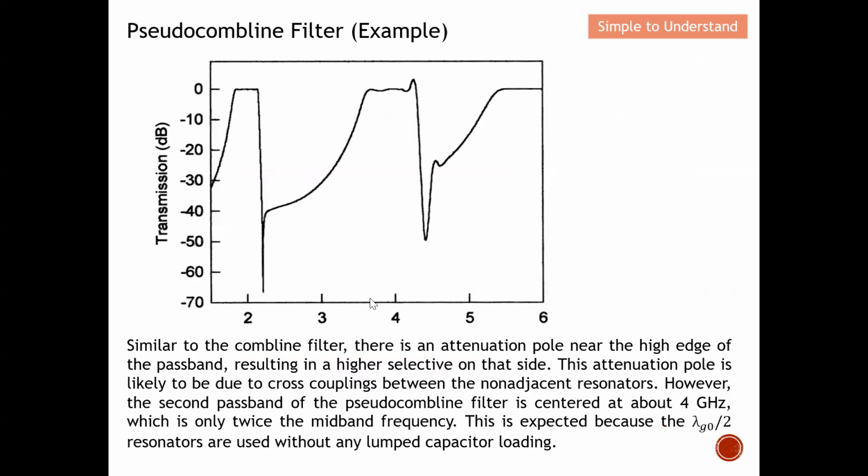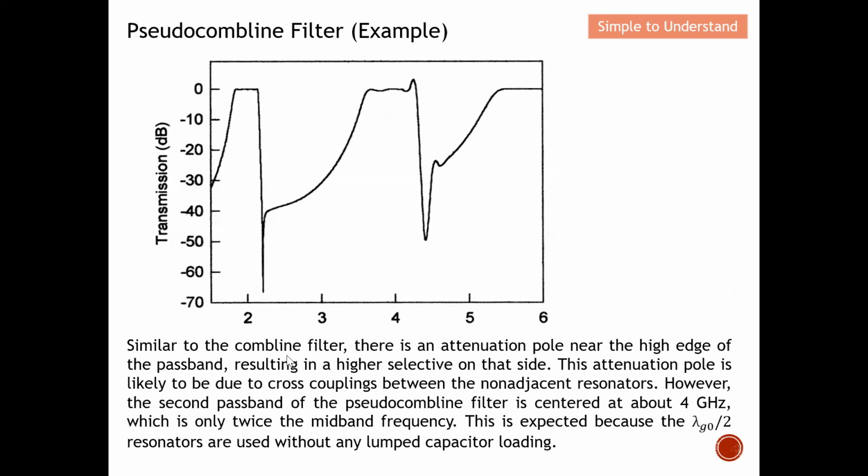So let's come to the frequency response. Remember, we are tasked to design a bandpass filter centered at 2 GHz. You can see that I have successfully done this. This is quite similar to the combline filter. There is an attenuation pole near the high edge of the passband. On the upper side there is an attenuation pole, which means we have a better frequency response on the higher side. It will be the same as the combline filter.